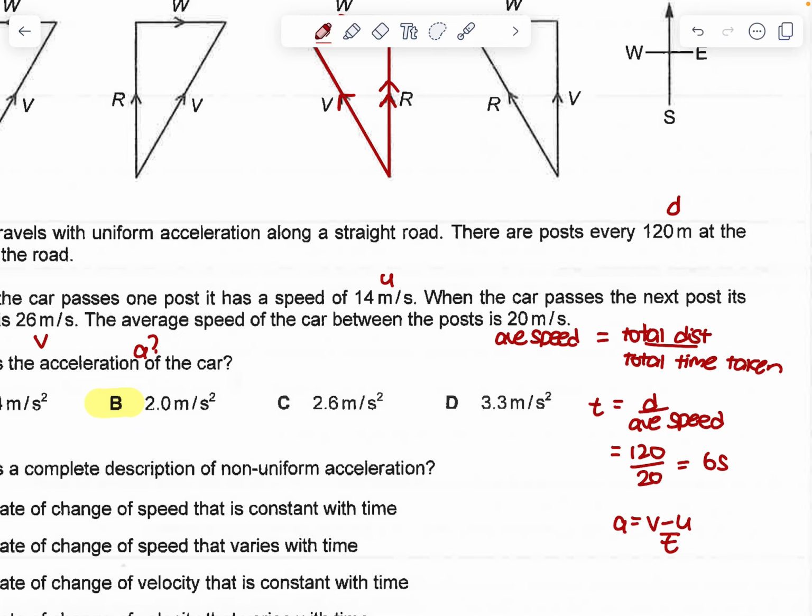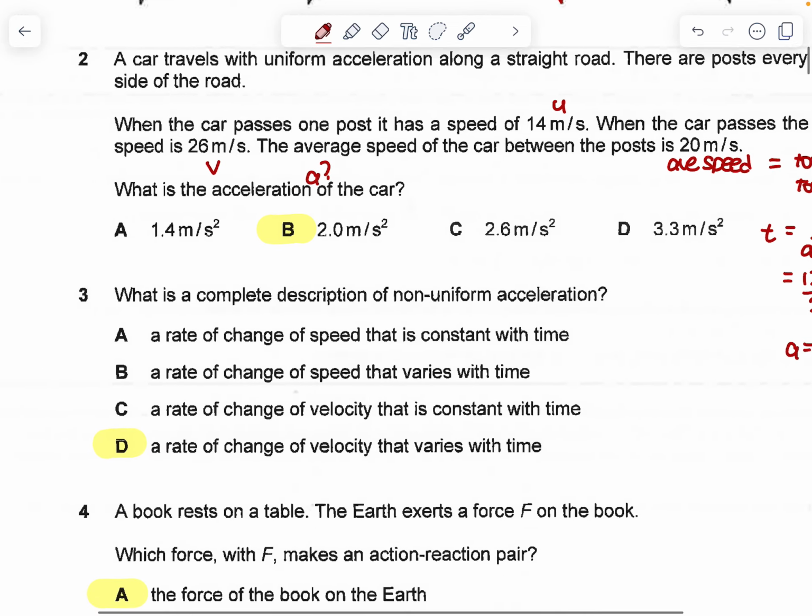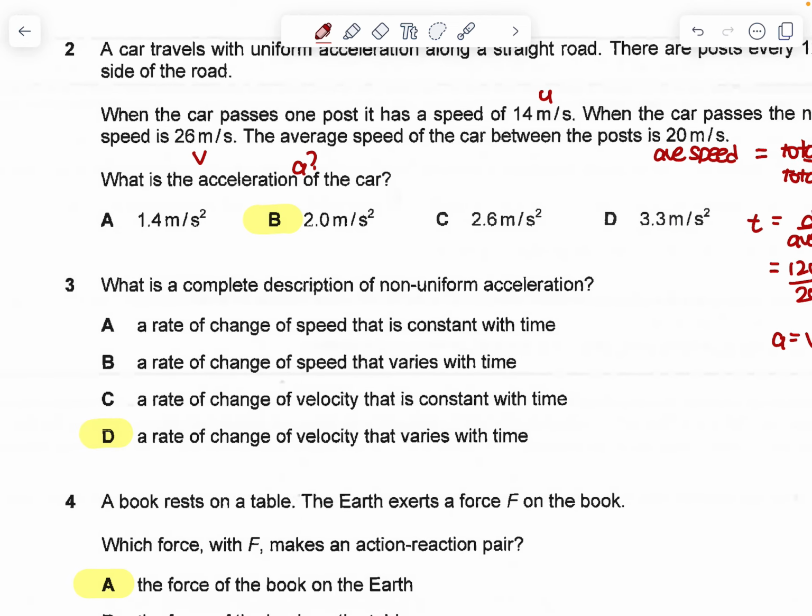Then to find the acceleration of the car, use the formula a equals (v minus u) over t. Okay, question 3. What is the complete description of a non-uniform acceleration? As we know, the definition for acceleration is the rate of change of velocity. Non-uniform means it varies with time.